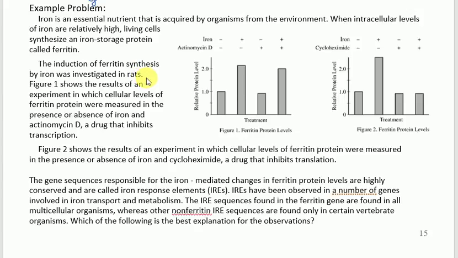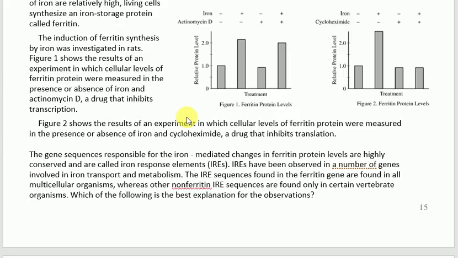And the proteins were measured in the presence or absence of iron and actinomycin D, a drug that inhibits transcription. And figure 2 is showing the results of that. So the gene sequences responsible for the iron-mediated changes in ferritin protein levels are highly conserved and are called iron response elements, or IREs. IREs have been observed in a number of genes involved in the iron transport and metabolism.